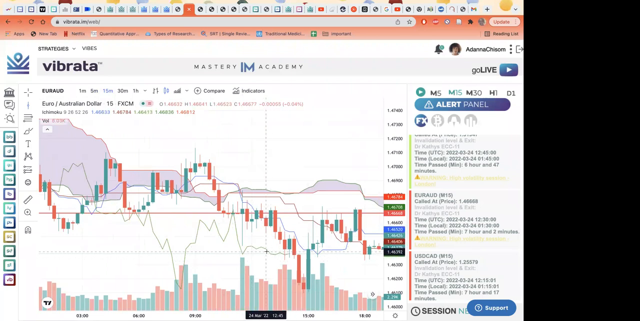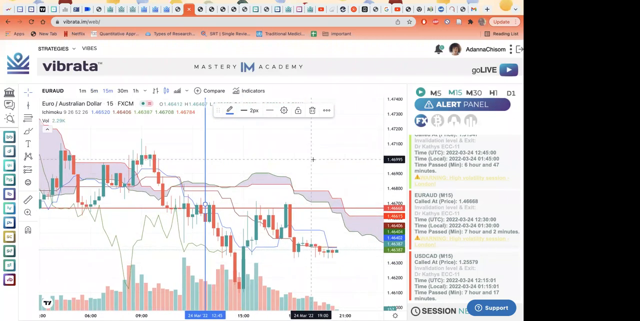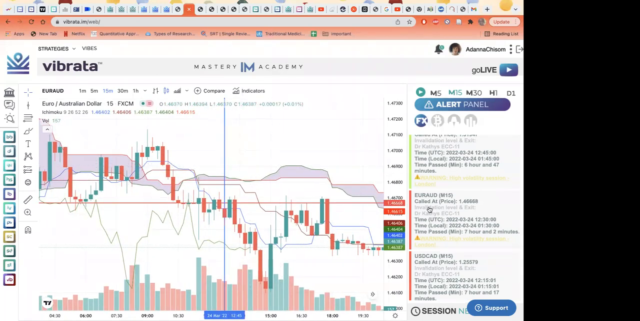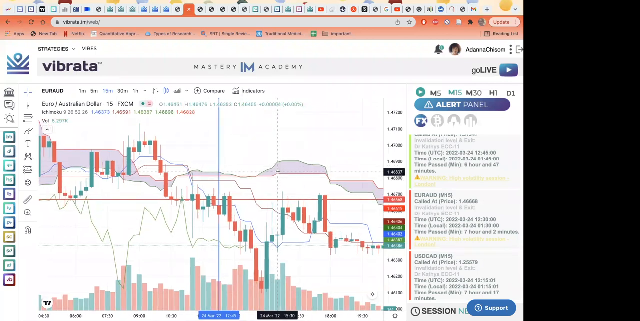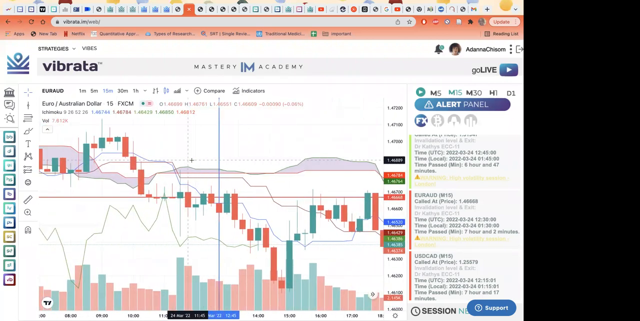I just want to show you one last setup and we're good. So this one. Once we've been able to set the coordinates, this is the one I'm taking, Euro AUD, 7 hours ago. So this is our candle here. So we're looking at the previous high and low.